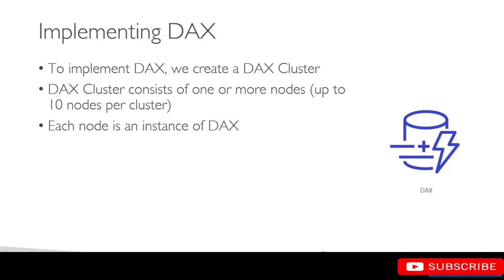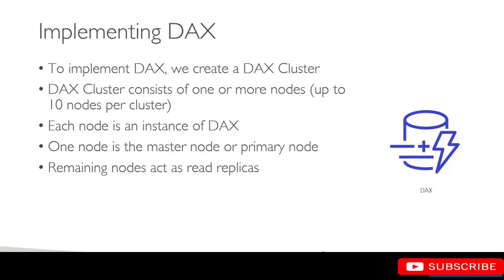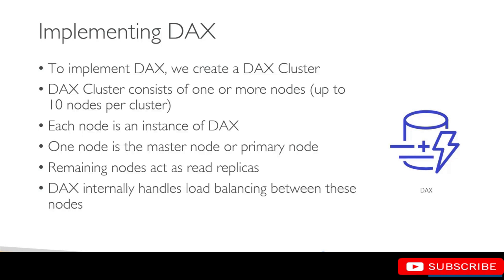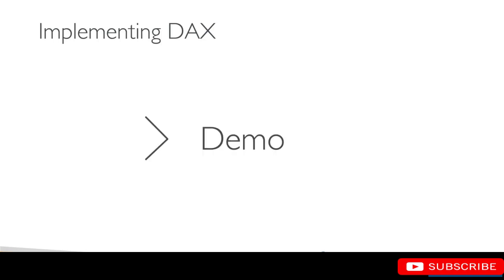One of the nodes will be the master or primary node, and the remaining nodes will act as read replicas. DAX internally handles load balancing between these nodes, and you don't have to worry about how it works. AWS recommends using at least 3 nodes if you're using DAX in production. Now let's quickly go into the AWS console and see how easy it is to create a DAX cluster.